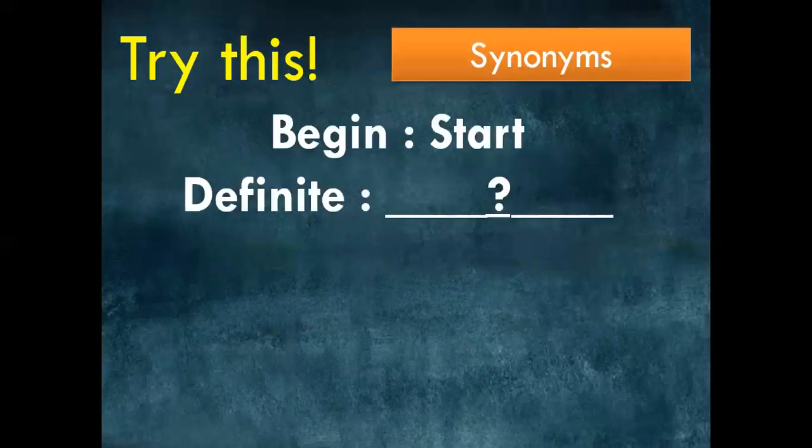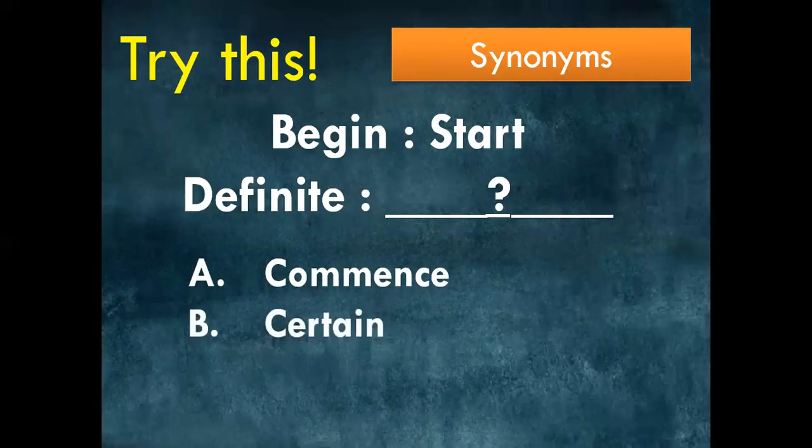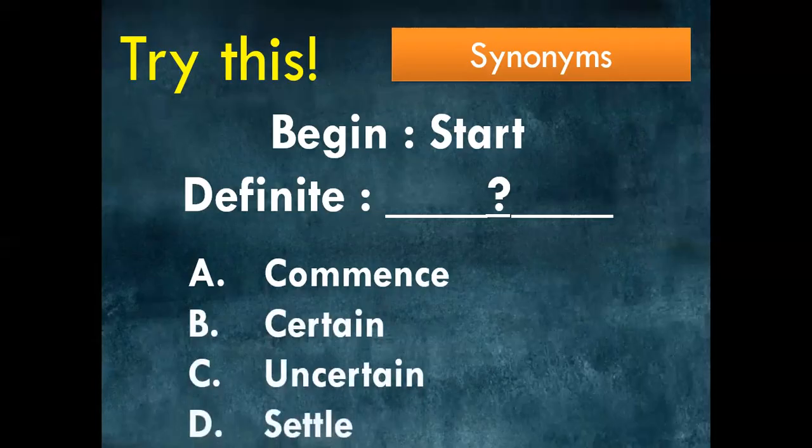Begin is to start. Definite would be A, commence, B, certain, C, uncertain, or letter D, settle. When we say commence, start, certain, you are sure, uncertain, not sure, and settle, meaning you are at peace. You're okay with it. Now, the correct answer is letter B. Definite, the synonym would be certain, sure.